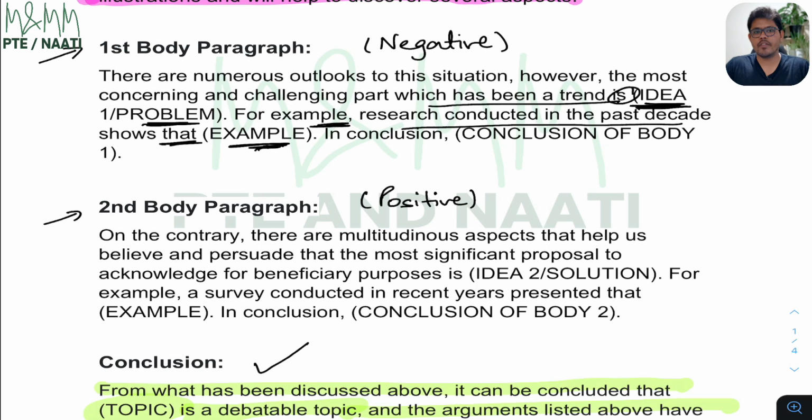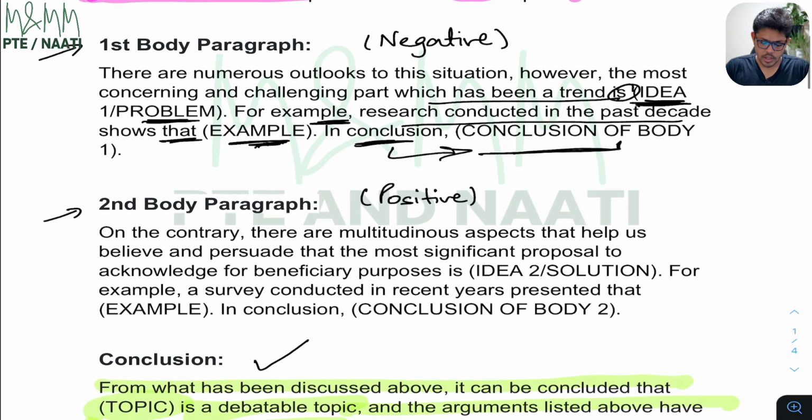See how I've given a simple, straightforward example, simple idea, simple example to support my idea. In conclusion, students face difficulty to pass exams when they study in university and also work part-time. I have concluded my idea 1 or my body 1. Straightforward, done. Let's go to the second body.